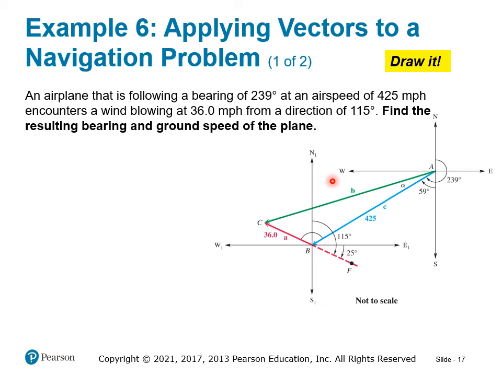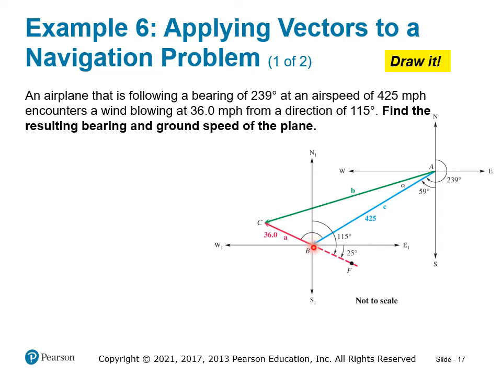All right. So let's see what we have here. Notice we first start off with the airplane following a bearing of 239 degrees. We start at north and go 239 degrees, which takes us into quadrant 3. It's on this bearing, and the magnitude, or the speed of the plane, is 425, so we've labeled that.